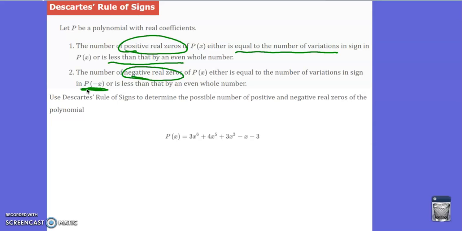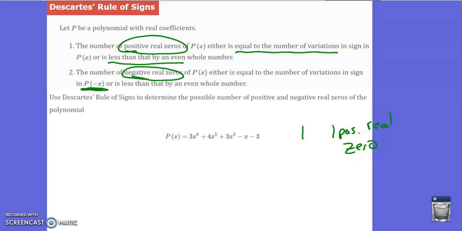So let's look at an example. Notice this one right here starts off positive, then it goes to positive, then positive, then it changes to negative, and then it stays negative. So it changes 1 time. On number 1, it says the number of positive real zeros is equal to the number of variations in sign in p of x, or is less than that by an even whole number. So you can tell right off the bat that there's going to be 1 positive real zero.